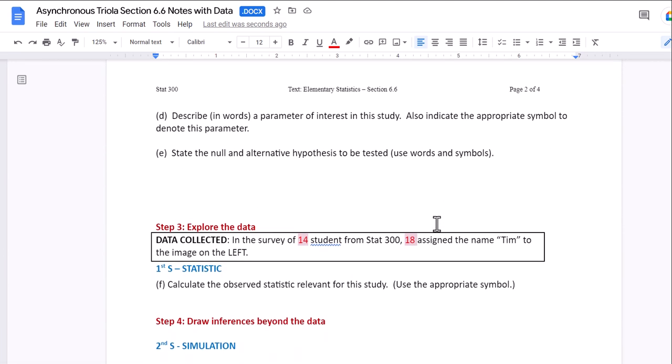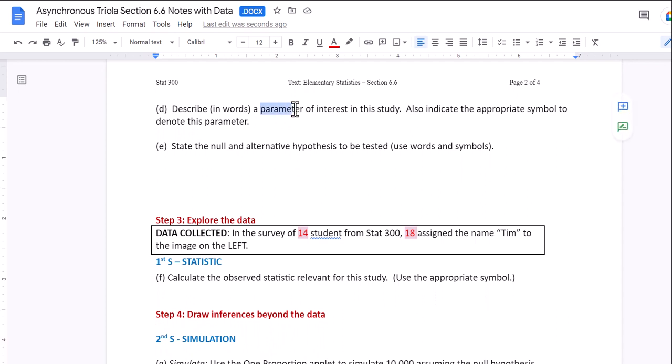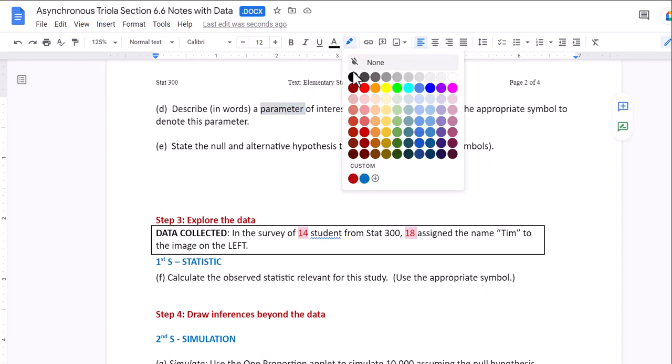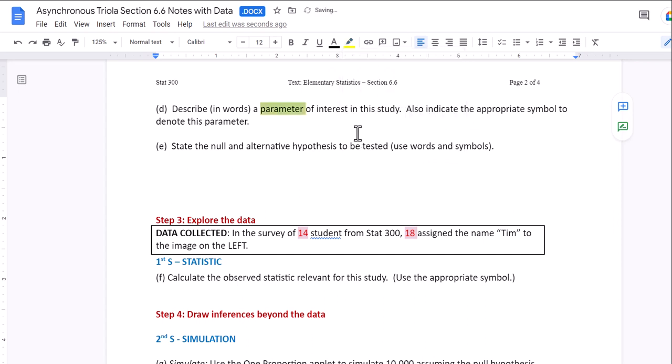Describe in words a parameter of interest in this study. Now remember, a parameter refers to the population, and a statistic refers to the sample. So let me write that down real quick. Then describing the parameter in the study: the parameter in the study will be the proportion of all STAT 300 students who do what? What is it that I conjecture?